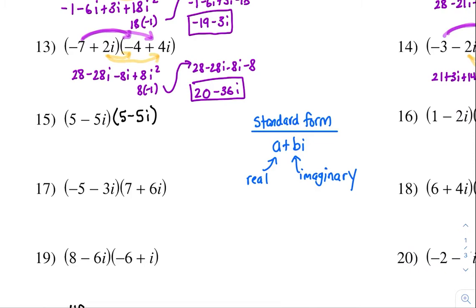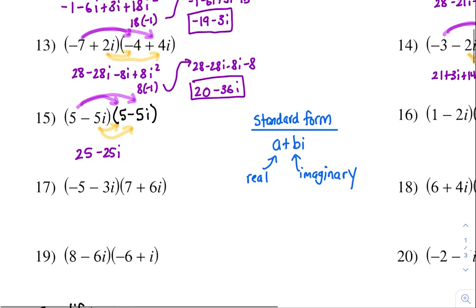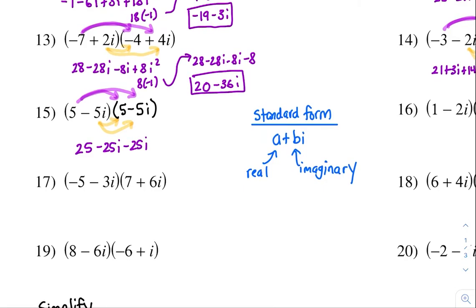5 minus 5i times 5 minus 5i. So first we gotta distribute. Okay, so 5 times following purple, right? 5 times 5 is 25. 5 times negative 5i is minus 25i. Negative 5i times 5, that is negative 25i. And negative 5i times negative 5i, that's positive 25i to the second.